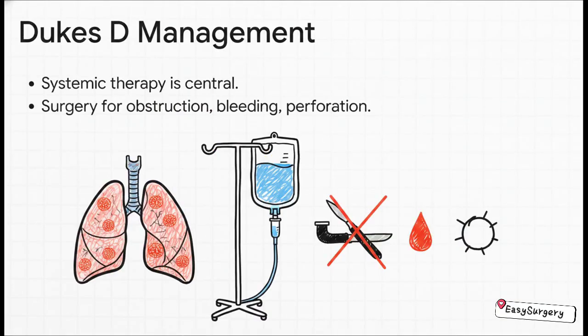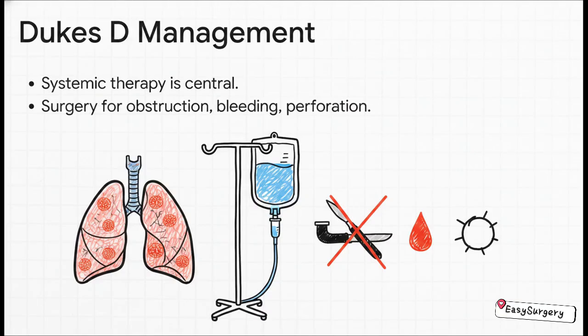And finally, for Duke's D, where we unfortunately have distant metastasis, the entire management paradigm flips. Systemic therapy now takes center stage as the primary treatment. Surgery is no longer the default curative option here. Instead, we're reserving the scalpel mainly for managing severe complications, things like an acute bowel obstruction, a perforation, or severe bleeding. The only time we'd really consider surgery with curative intent in Duke's D is for highly selected, completely resectable metastatic disease.